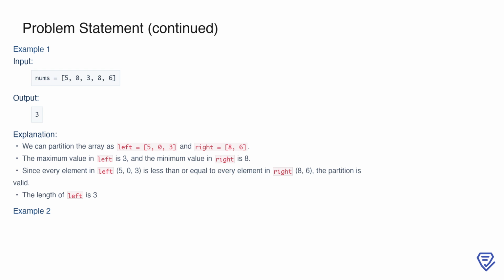Here, the input array is 5, 0, 3, 8, 6. A valid partition can be made by splitting the array into left equals 5, 0, 3, and right equals 8, 6. Notice that the maximum value in left is 3, and the minimum value in right is 8. Since all elements in left are less than or equal to all elements in right, the partition satisfies the conditions. The length of the left subarray is 3, which is the output for this example.